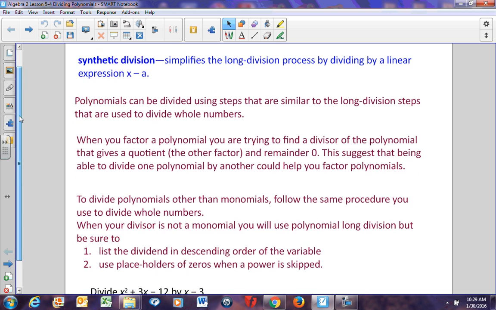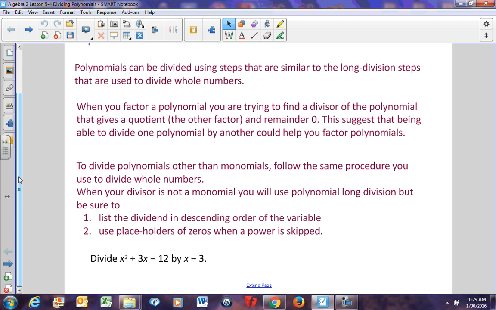So, to divide polynomials other than monomials, you're going to follow the same procedure you did when you divided whole numbers. When your divisor is not a monomial, you will use polynomial long division. But you have to make sure two things happen. You must list the dividend, the number being divided, in descending order of the variable. For example, x to the 5th, then x to the 4th, and x to the 3rd, and so on. And you have to use a placeholder of 0 when a power is skipped.